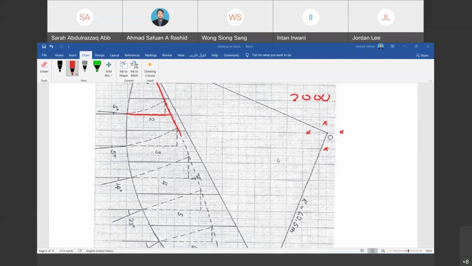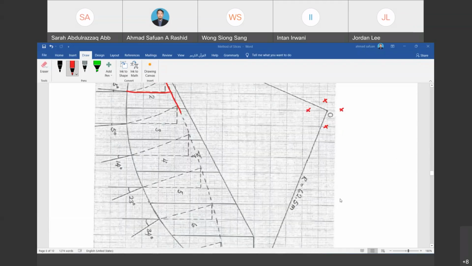My answer is 1.5. Your answer is 1.5, and my answer is 1.2. Oh, it's okay. There will be a plus or minus in terms of the factor of safety value. Don't worry about that, as long as it's not too far from the scheme.